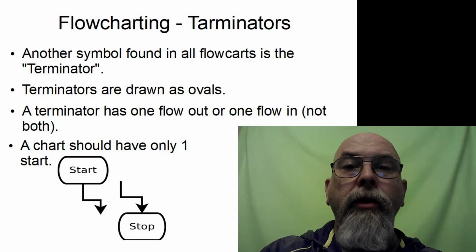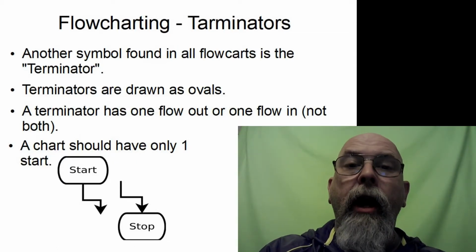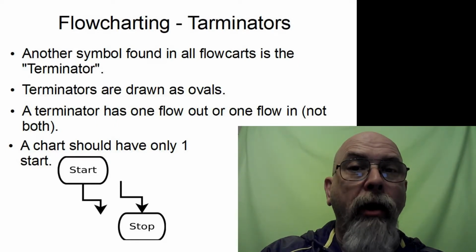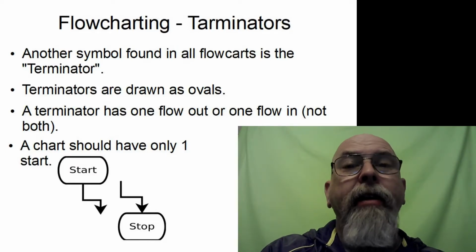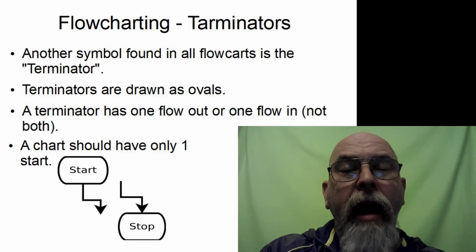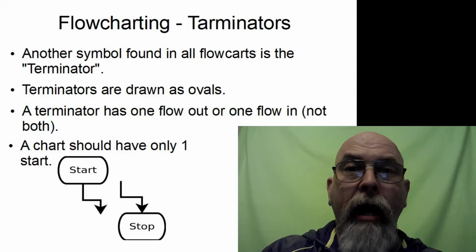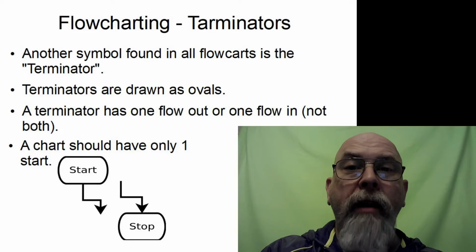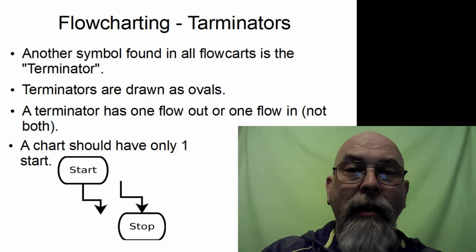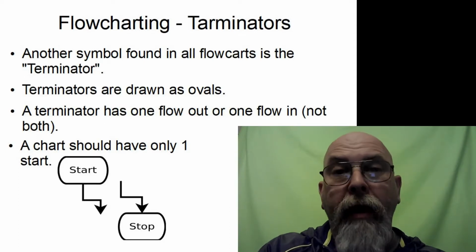The next shape I want to show you is the oval, and ovals are known as terminators. A chart must have one and only one oval that's marked as start or begin, and usually will have one oval marked as stop or end. It may have multiple stops to avoid some confusion or to avoid especially long lines in your flowchart, but your chart must have one and only one start. The start terminator will have one arrow exiting it, and the stop or end terminator will have one arrow entering it, or multiple arrows entering it.